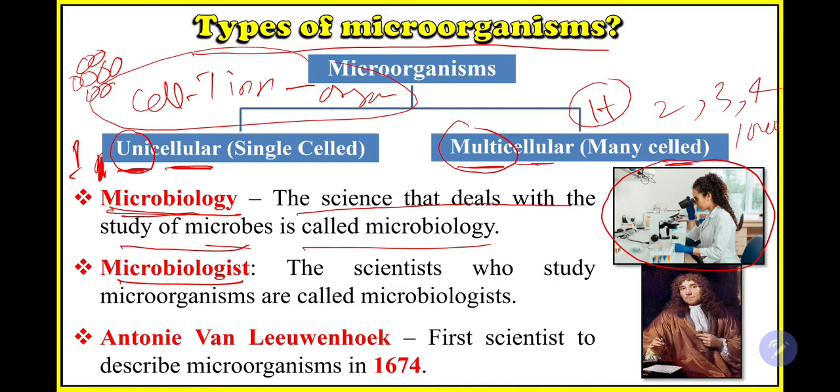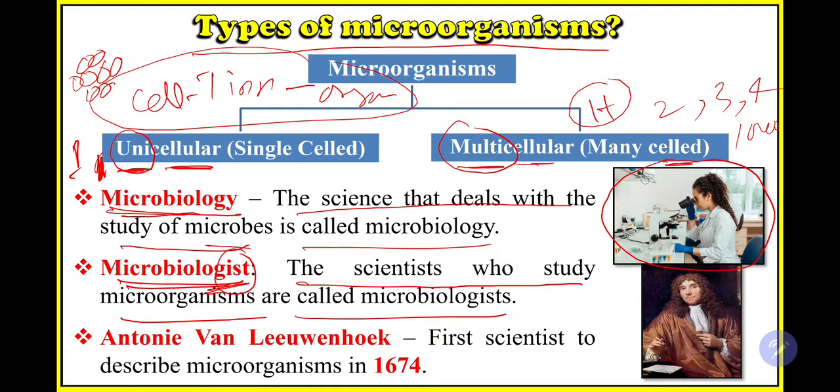The second term is microbiologist. Look at this word, "logist". You have heard scientist. Who is called a scientist? A person who studies science is known as a scientist. So is a microbiologist. The scientists who study microorganisms are called microbiologists. The science that deals with the study of microbes is called microbiology.